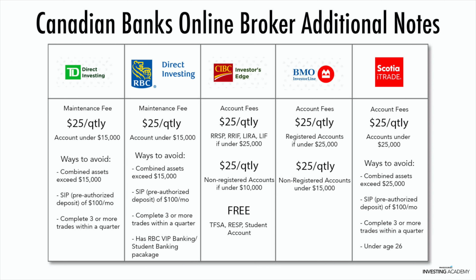Or if you complete 3 or more trades within a quarter, so that's 3 trades, that's 1 trade a month, that will waive the fee. And that's pretty standard across the board. Again, with RBC, for example, if you have certain banking packages, they'll waive that for you. And with Scotiabank, if you're under the age 26, they'll also waive that quarterly fee.